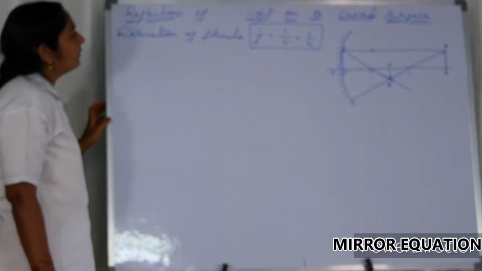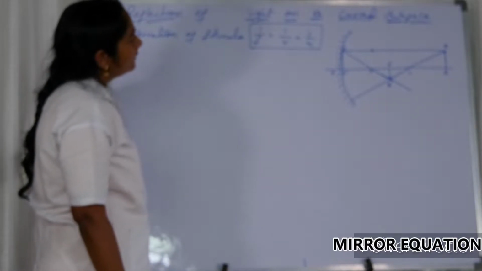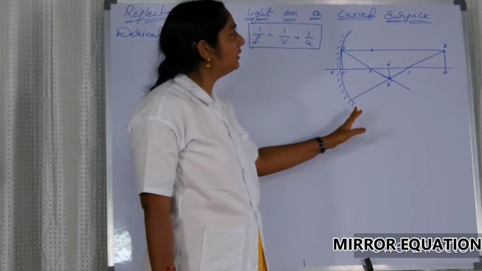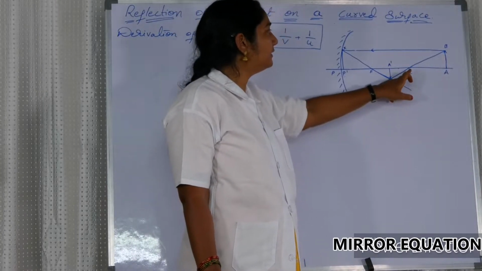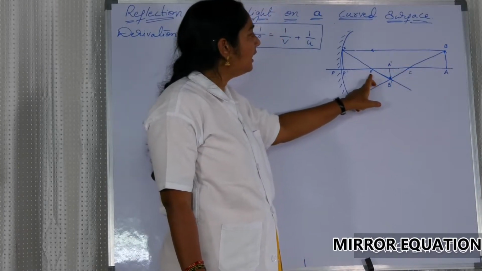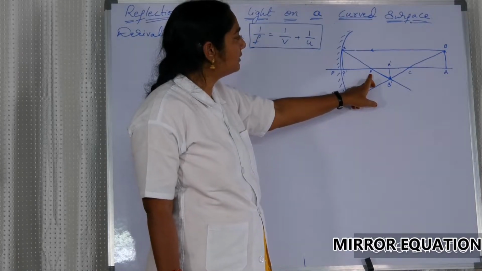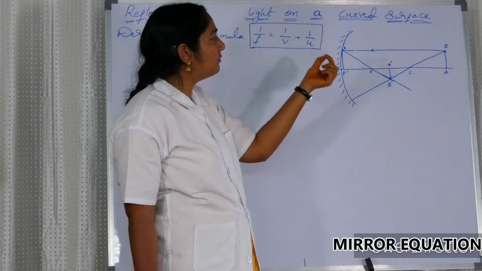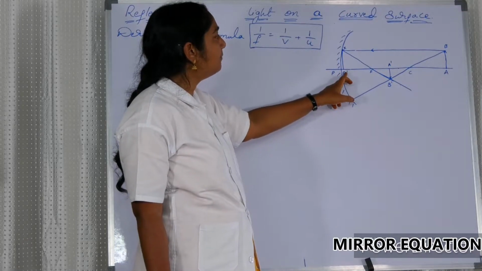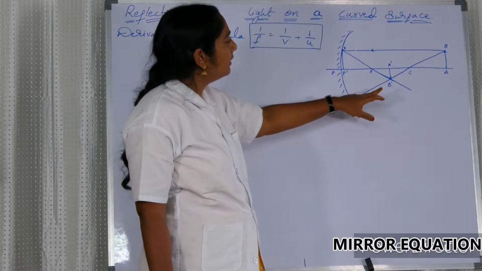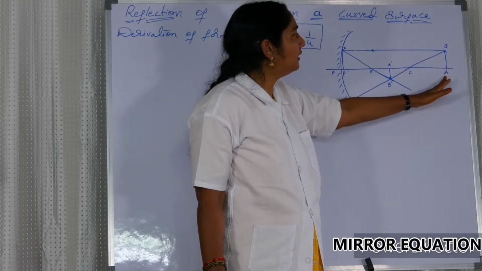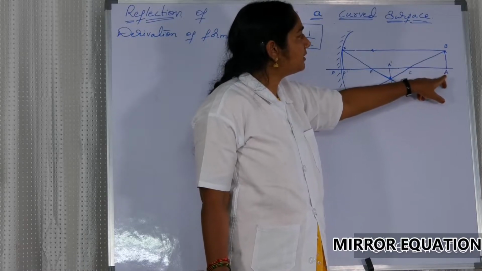Okay. So my dear friends, please try to understand. Please try to observe the diagram here. In this particular case, this is the center of curvature C, F is the principal focus, and this is P. Because the aperture is very small, this is P dash. Here, the object is placed beyond C and AB is the object.